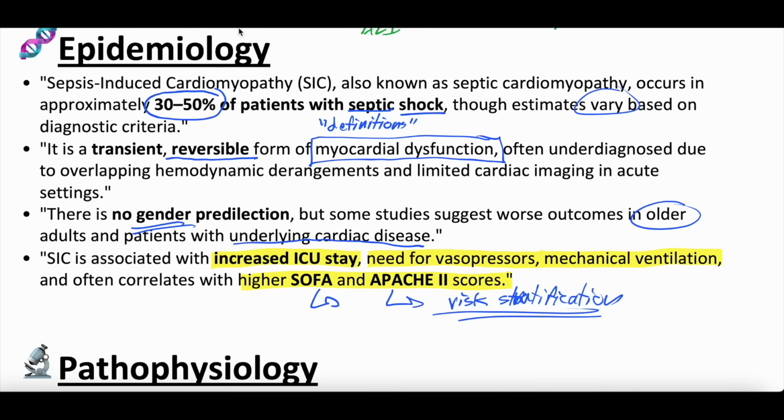So the summary here, which is no surprise, is that sepsis-induced cardiomyopathy seems to cause patients to be quote-unquote sicker. Now, the counterpoint to that would be, does it cause patients to be quote-unquote sicker, or do sicker patients more often get sepsis-induced cardiomyopathy? And we'll have more discussion on that as we go through the video, although there may not be a definitive answer, at least not yet.